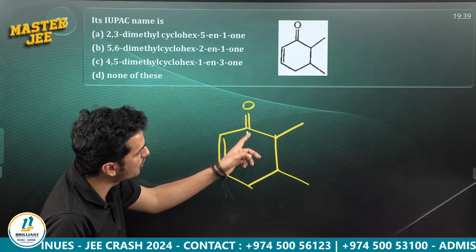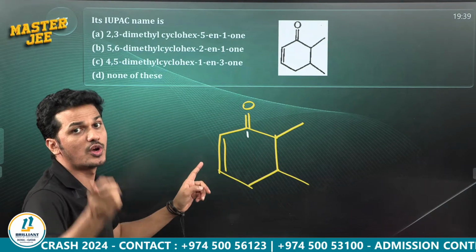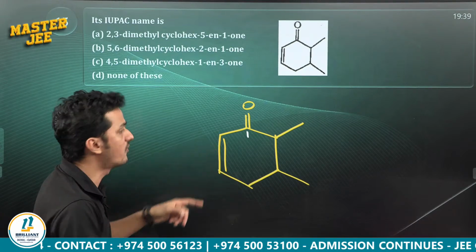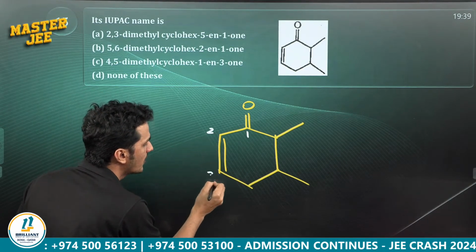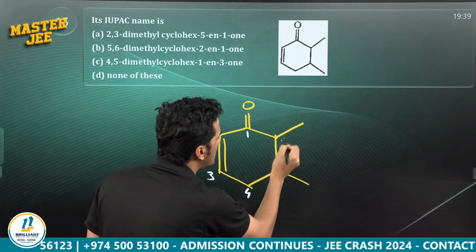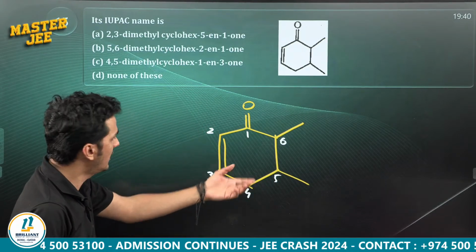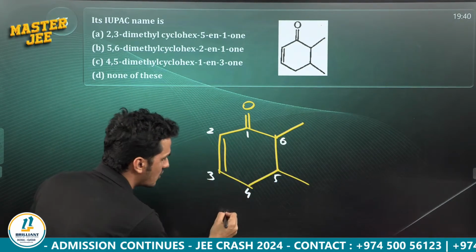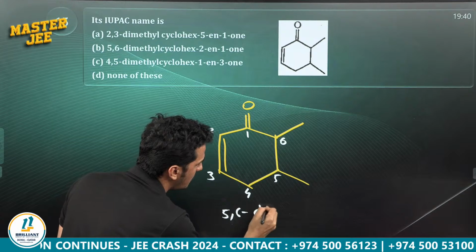Then we can count either towards the right or towards the left. Again the priority is for the double bond, so we have to count towards the left: 2, 3, 4, 5, 6. Now we can name it. In 5 and 6 a methyl group is there. So 5, 6 dimethyl.